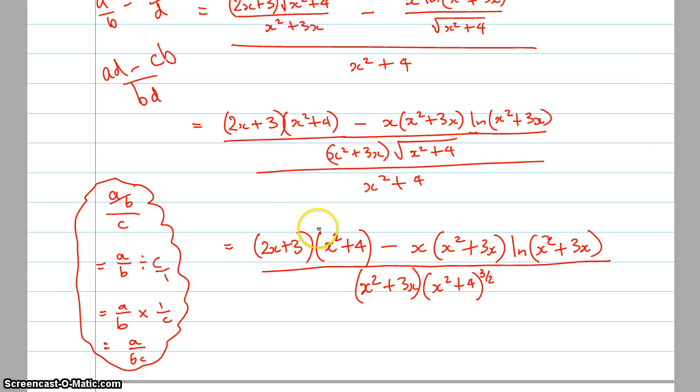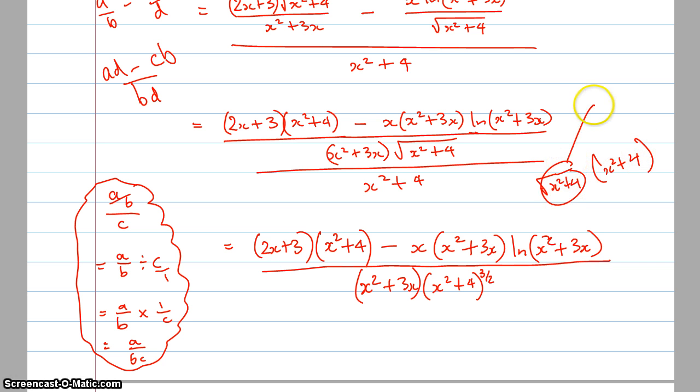So I end up getting 2x plus 3 multiplied by x squared plus 4 minus x times x squared plus 3x, all in brackets, and then multiplied by the natural log of x squared plus 3x, all over this thing down the bottom. Now when I dropped this part down the bottom, I actually got the square root of x squared plus 4 multiplied by x squared plus 4. These are exactly the same thing.